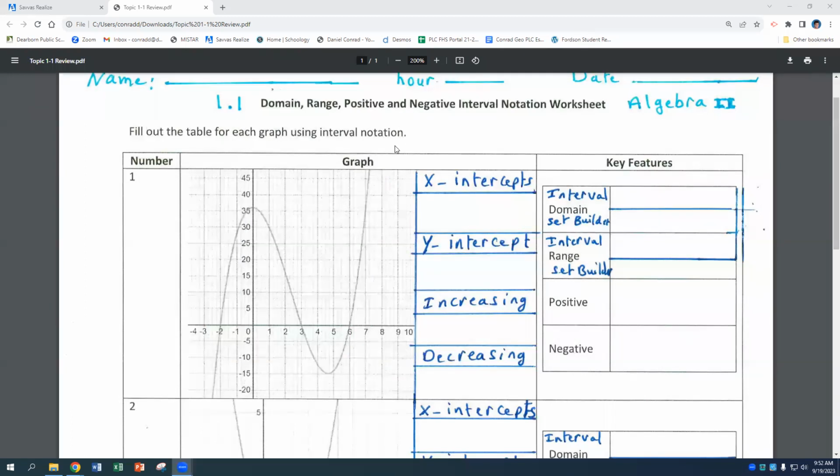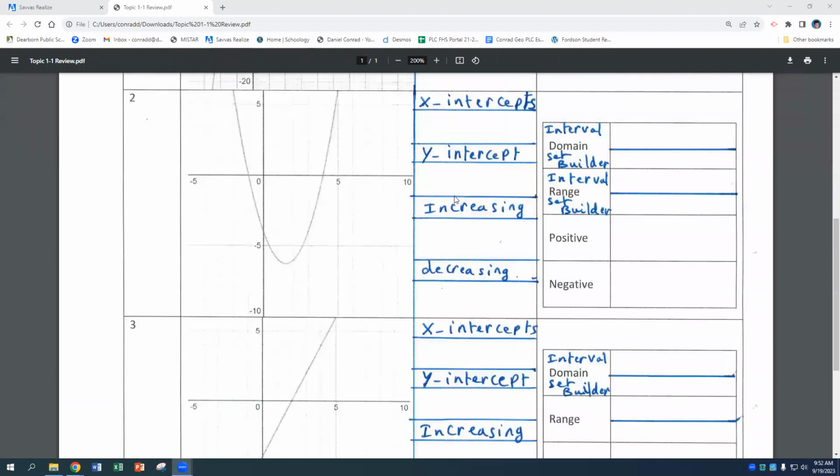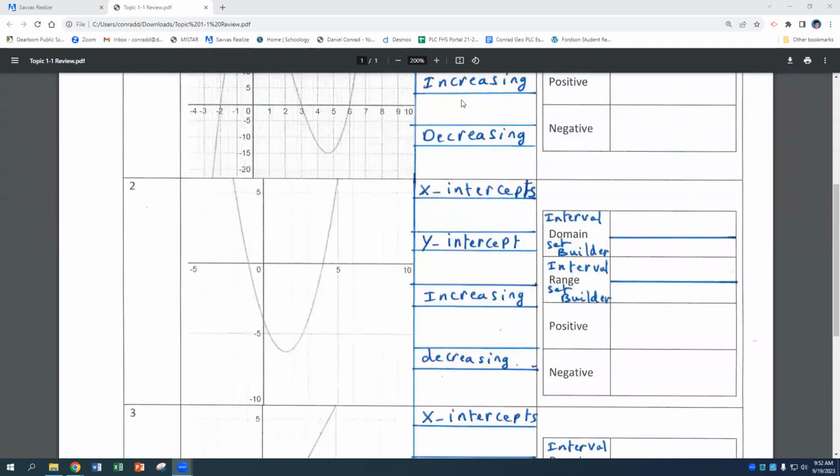All right, second one. Okay, so again, before I even start putting any answers in, I'm going to highlight the key parts here. I have an x-intercept at (-1, 0). I have an x-intercept at (4, 0). And I have a relative min at about 1.5. What's that look like?